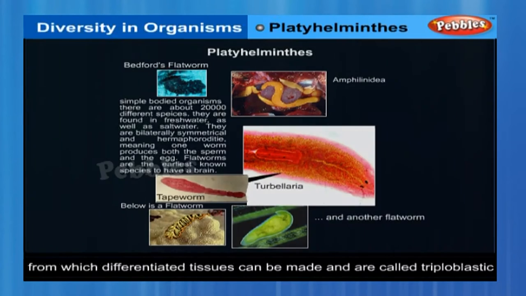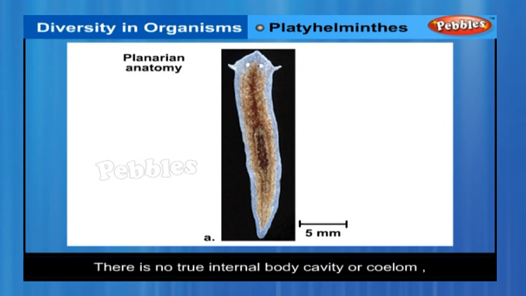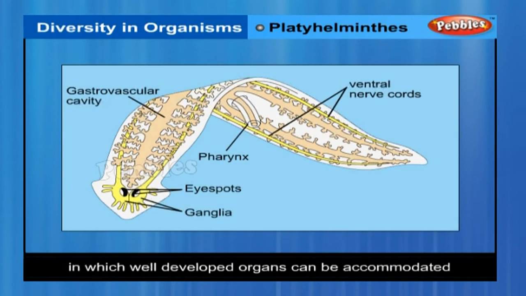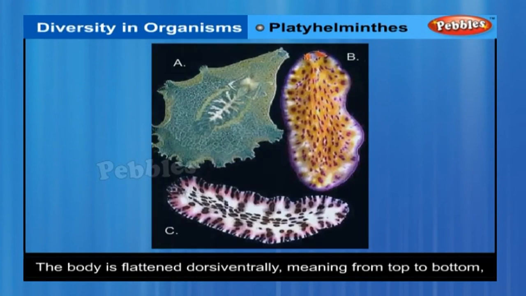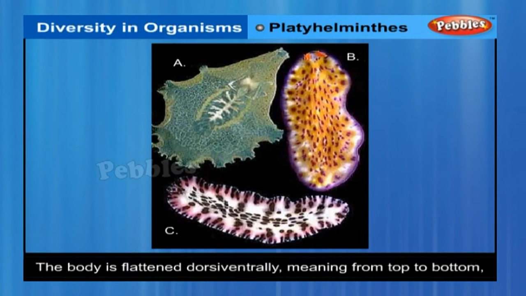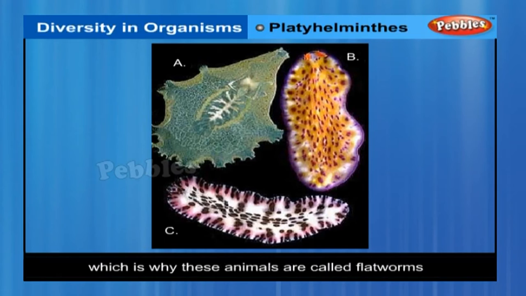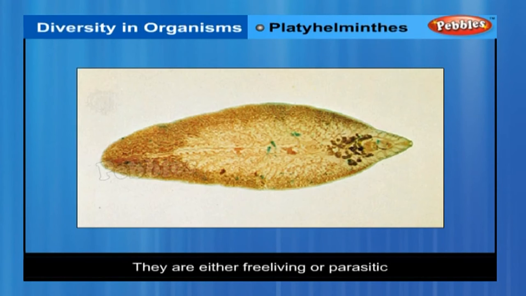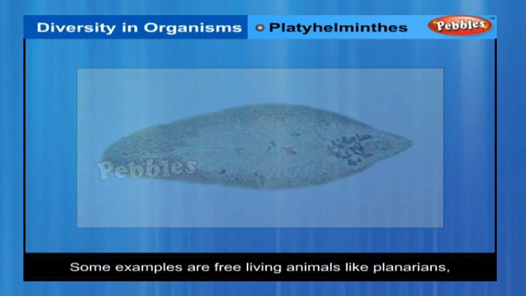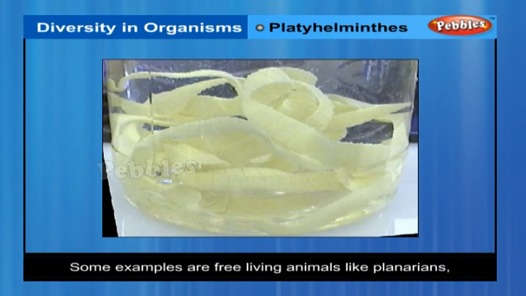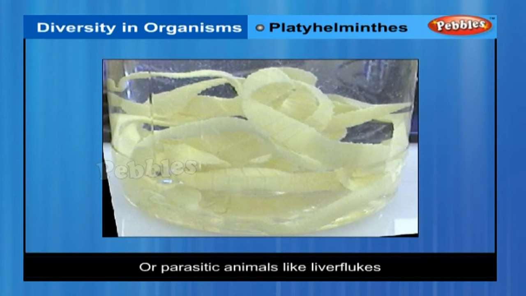However, there is no true internal body cavity or coelom in which well-developed organs can be accommodated. The body is flattened dorsiventrally, meaning from top to bottom, which is why these animals are called flatworms. They are either free-living or parasitic. Some examples are free-living animals like planariums or parasitic animals like liver flukes.